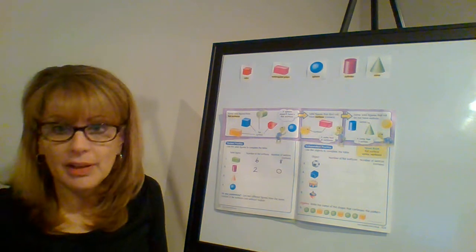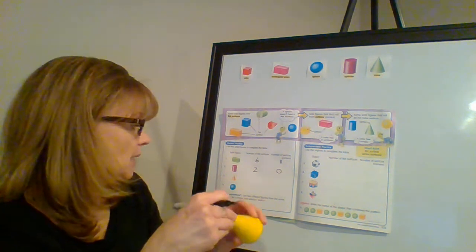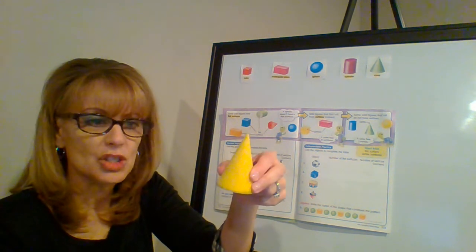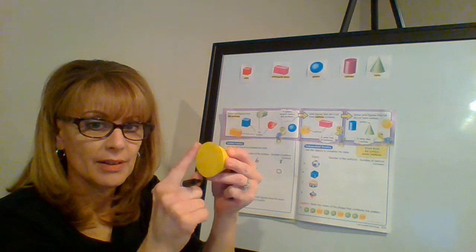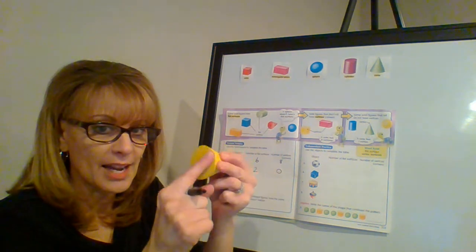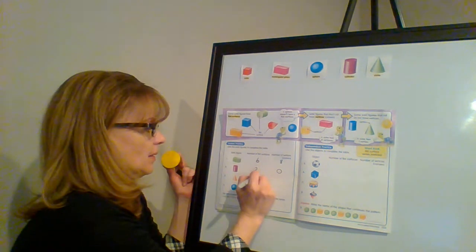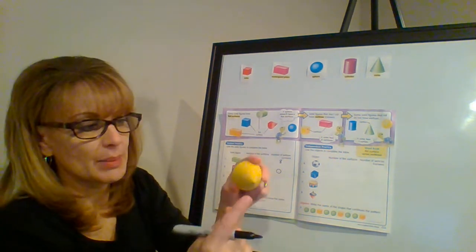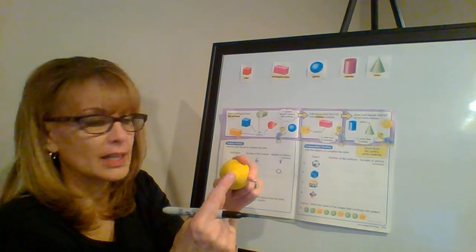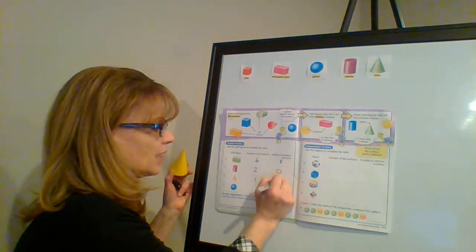Then we have our cone. How many flat surfaces does it have? Right there. There's its one flat surface. And how many vertices does it have? It has 1 vertex.